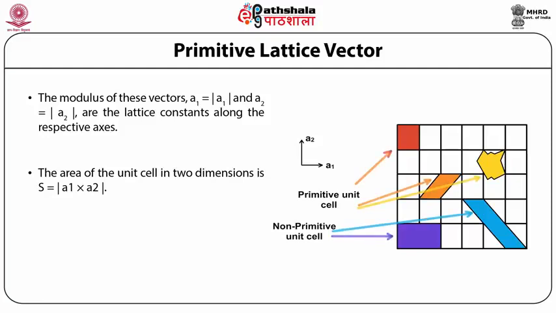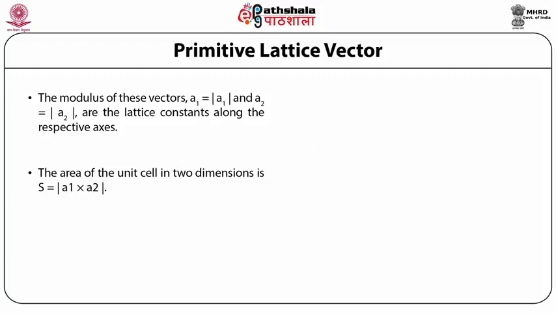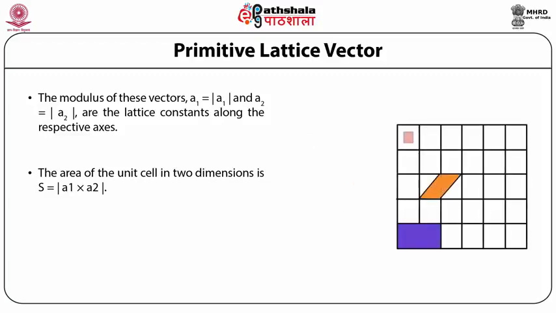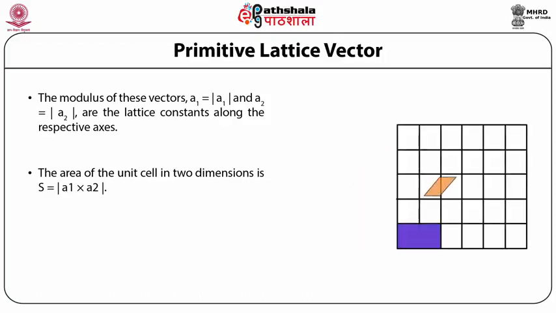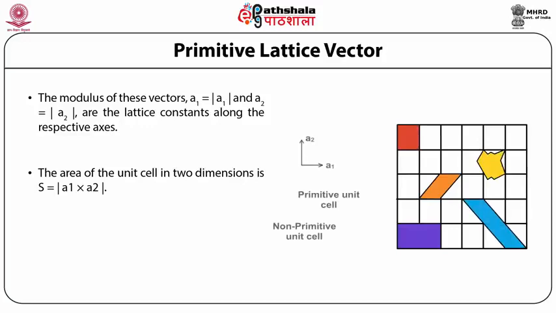And on this top right corner you can see that there is some irregular pattern drawn. So it shows that if the area of this irregular pattern is the same as that of the primitive cell, then this can also be a primitive cell, but the area has to be the same. So that is the condition for this. Now it is written here, the area of the unit cell in 2 dimensions, S, is defined as A1 multiplied by A2. So in all these primitive cells the area is the same.